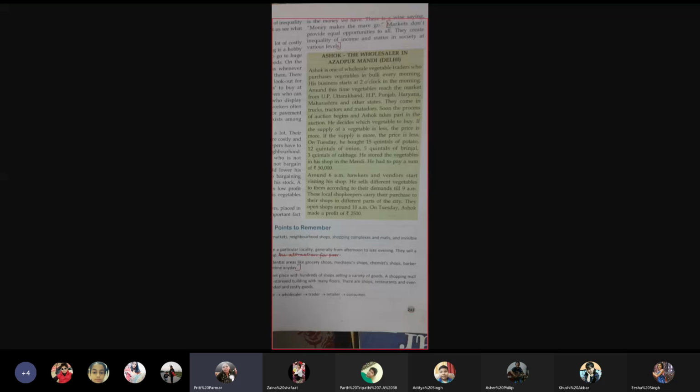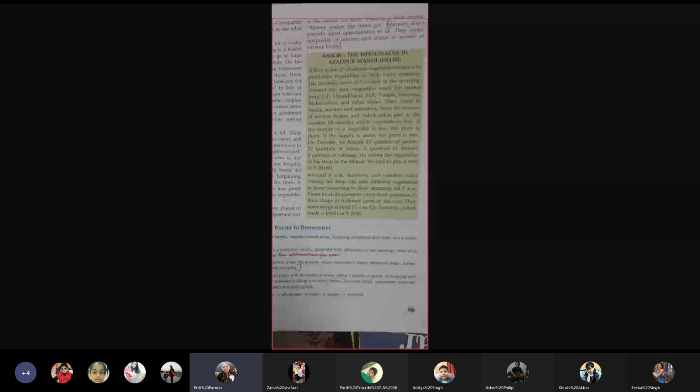Around 6 a.m., hawkers and vendors start visiting his shop. He sells different vegetables to them according to their demand. Till 9 a.m., these local shopkeepers carry their purchase to their shops in different parts of the city. They open shops around 10 a.m. On Tuesday, Ashok made a profit of 2,500.